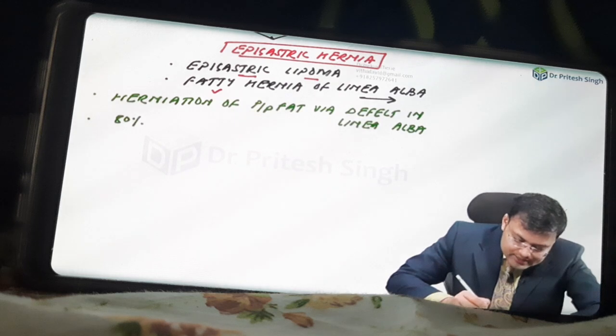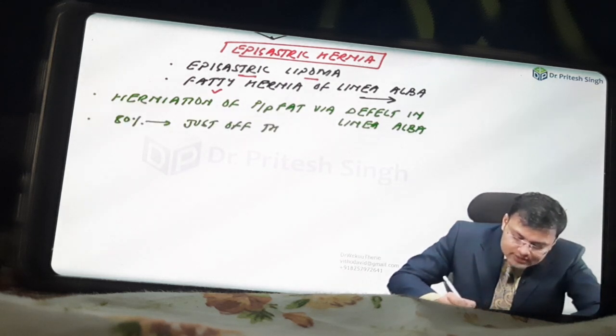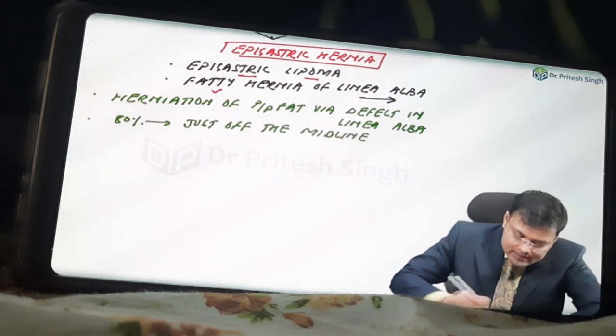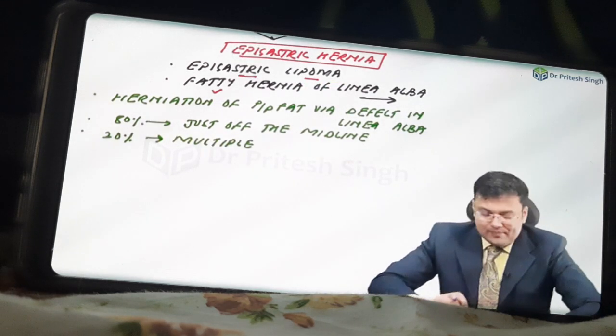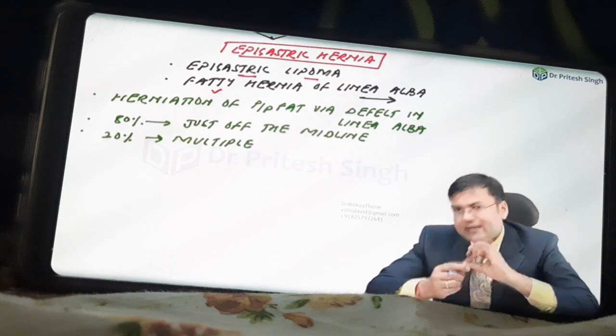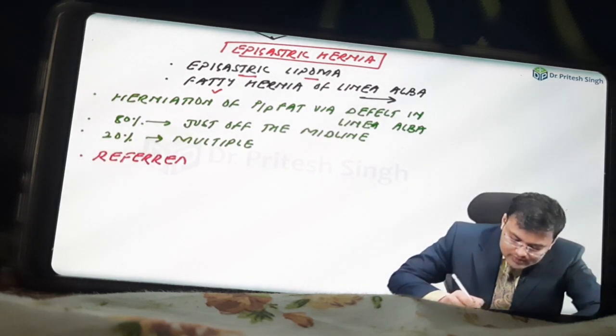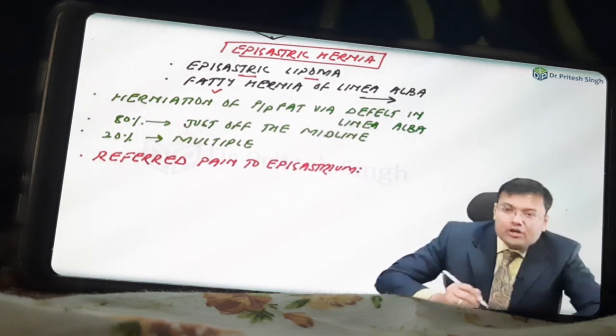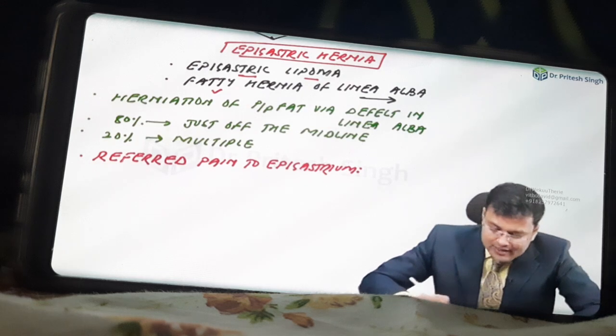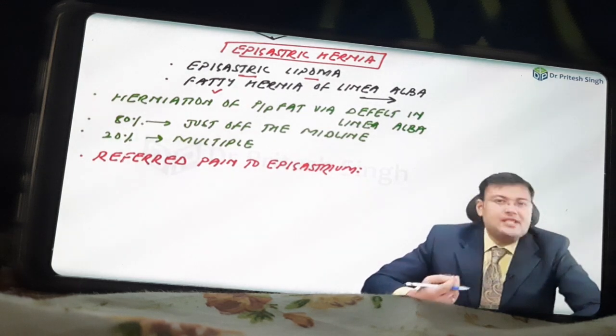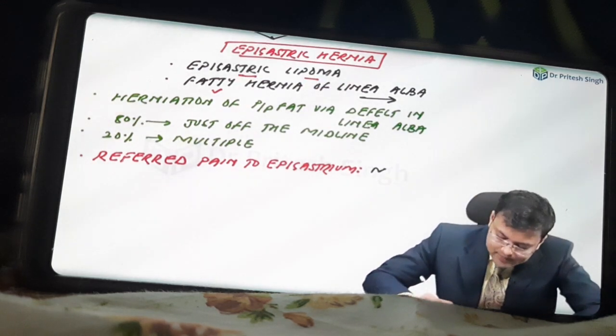Now, in 80% of cases, it is just off the midline, not exactly in the midline. And it is multiple in 20% of cases. After that, there is incarceration of preperitoneal fat. Because of this incarceration, there is referred pain to the epigastrium. And that's why, when there is referred pain to the epigastrium, this condition mimics what? Peptic ulcer.